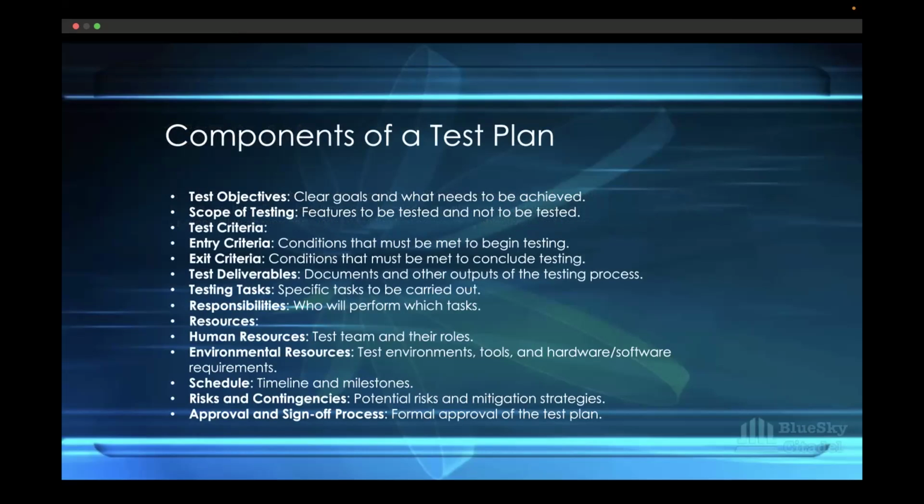We have test objectives. The test objectives are clear goals on what needs to be achieved. Every test plan has a test objective, because before you document this test plan, you want to have a clear goal of what needs to be achieved. You also need to have your scope of testing. Your scope of testing is the features to be tested and not to be tested.